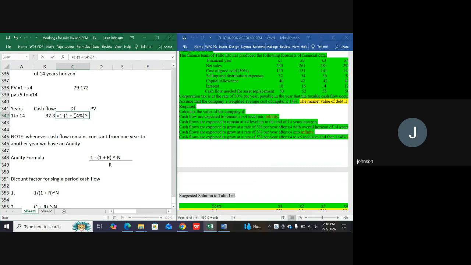14. Yeah, so your n is going to be 14, right? It's correct. We have year 1 to year 14. So the highest number is what you're going to put as your n. The highest number is what you're going to use as your n whenever you're doing the annuity formula.